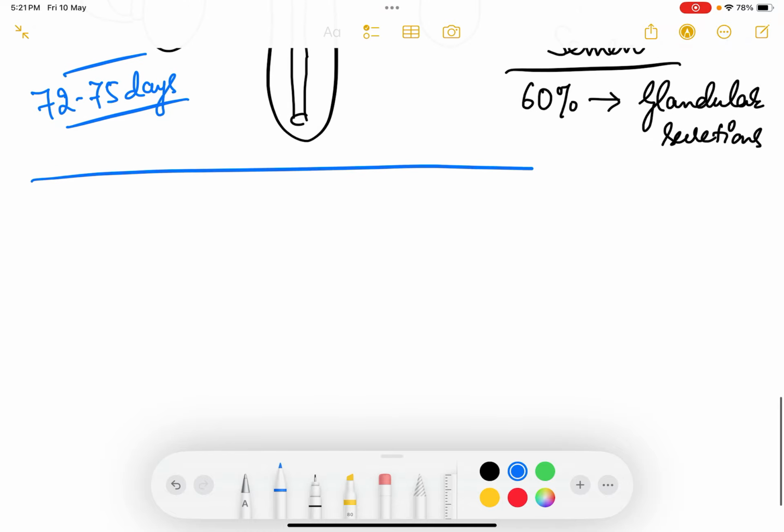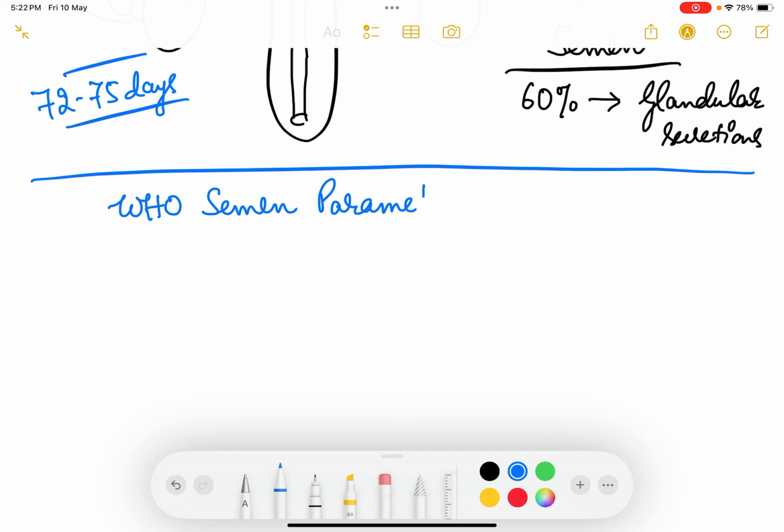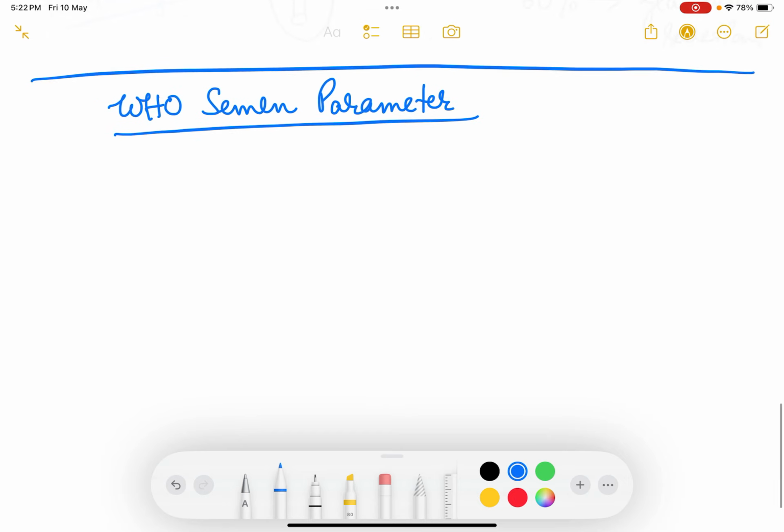Now we have the WHO semen parameters. For any infertile couple who comes to you, the husband's test is very important because 30% of the contribution will be from the husband. It may so happen that out of 100 couples coming to you in the infertility clinic, 30% will have a husband defect. So get the WHO semen parameter test done for all patients.